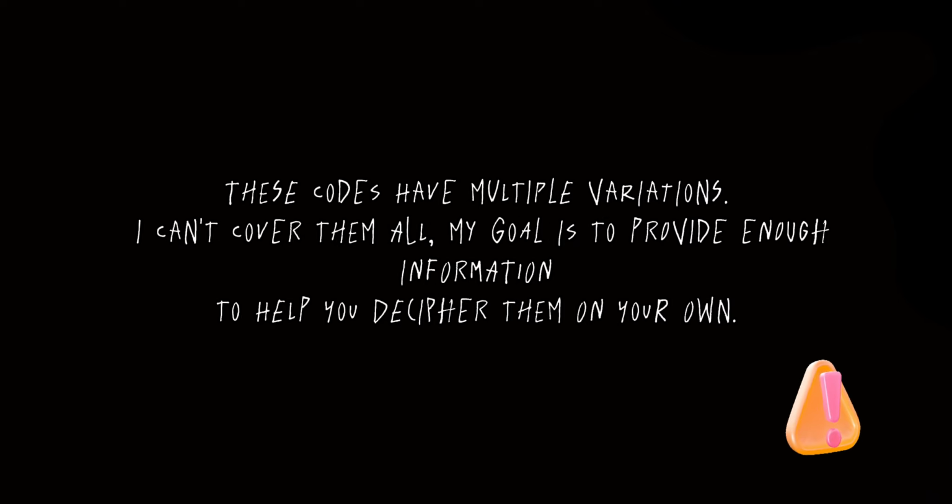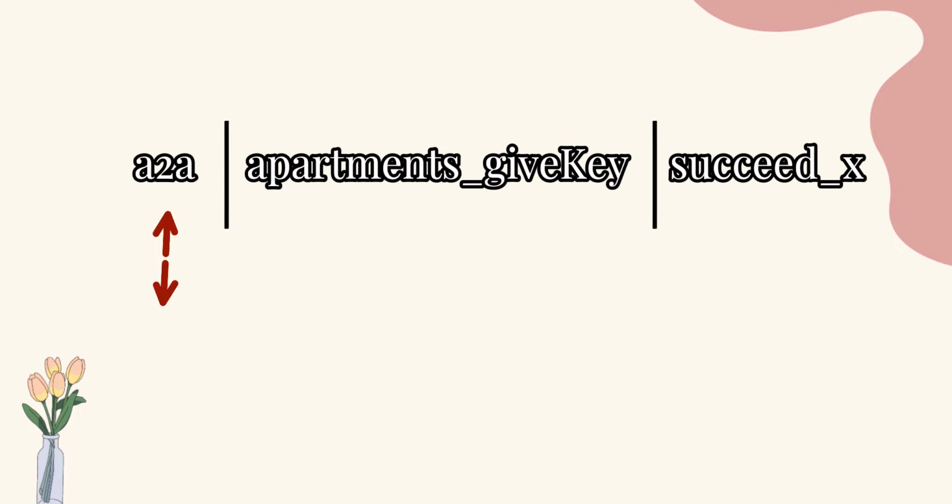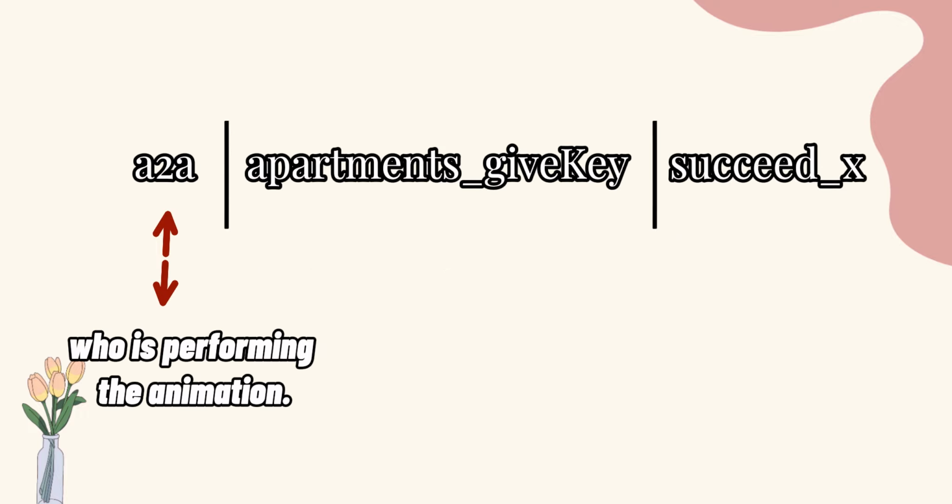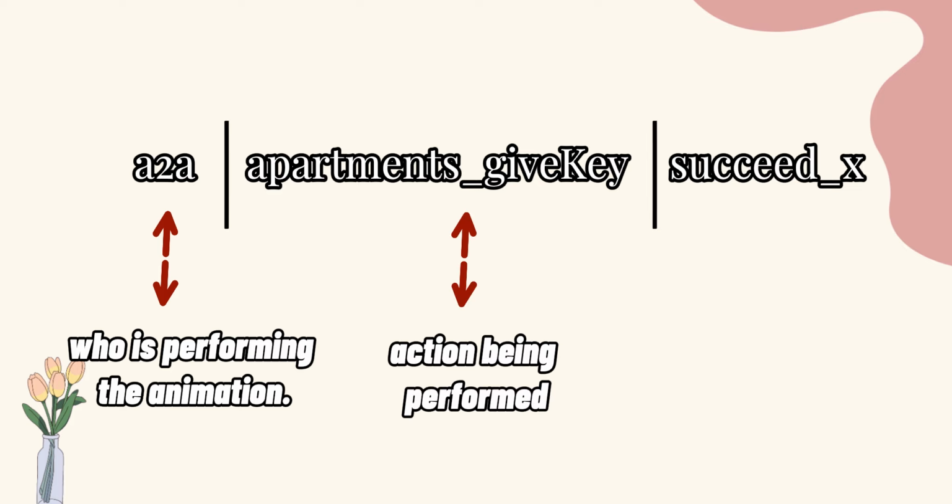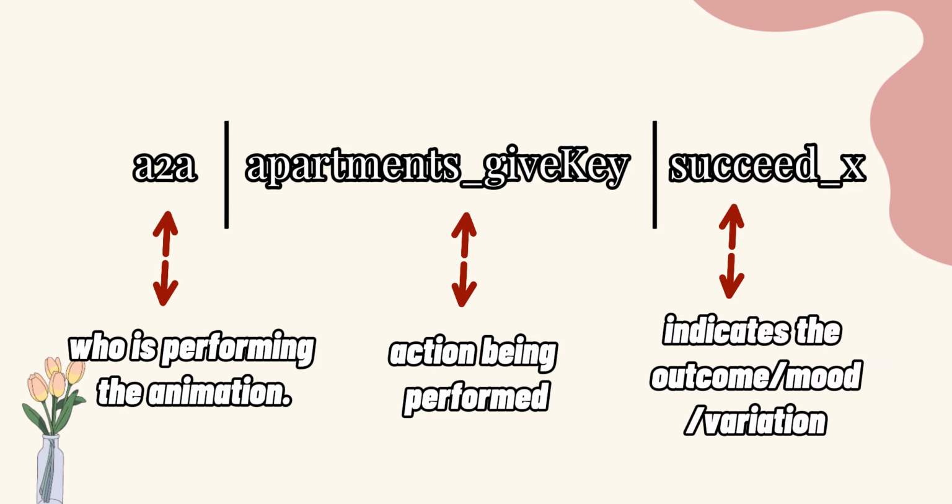You definitely don't want that. So I'm going to show you what these codes mean and what you should pick when you search for an animation that you want. I'm going to break down the code we see here. So the first part is who is performing the animation. The second one is the action that is being performed, and the third one would tell us the outcome or the result of that animation.